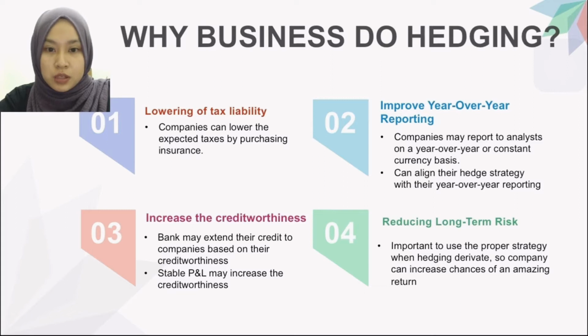The third one is to increase creditworthiness, whereby banks can extend credit to companies based on their creditworthiness. So if the company has a stable P&L, it may increase the creditworthiness with the bank. The last one is to reduce long-term risk, whereby it is important to use the proper strategy when hedging with derivatives, because the company can increase the chance to gain an amazing return in the future.